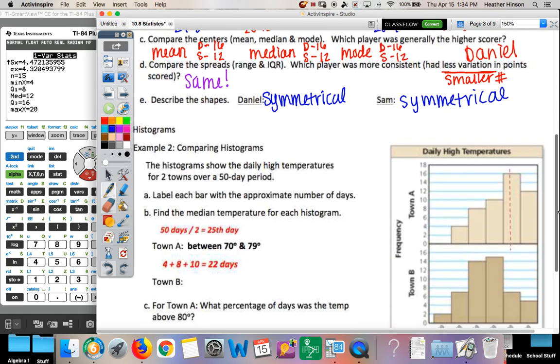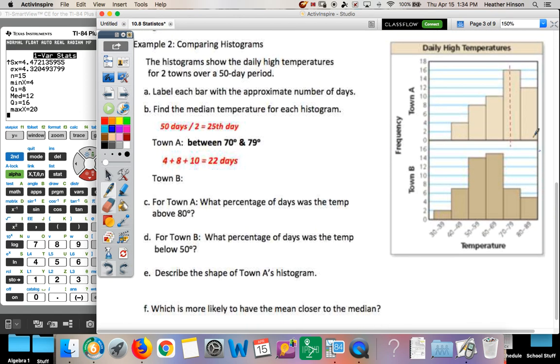So let's try a histogram. So the histogram shows the daily high temperatures for two towns over a 50-day period. So we're looking at 50 days here. Their temperatures range from 30 to 39 all the way up to 80 to 89. And those ranges go up here as well. So those temperatures match both the graphs.